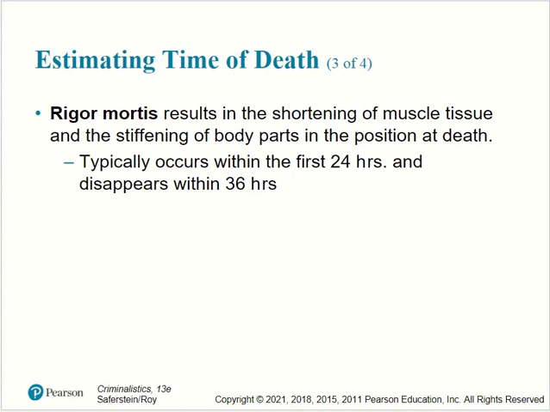Rigor mortis results in the shortening of muscle tissue and the stiffening of body parts in the position of death. Typically occurs within the first day and disappears within 36 hours.